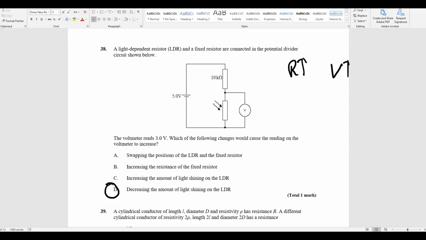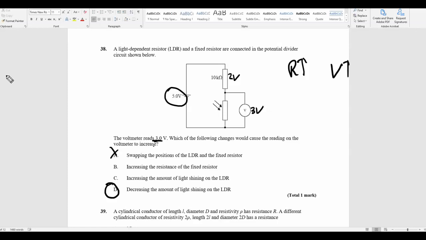All right, what would happen if we swap the positions of the LDR and the fixed resistor? Okay, so let's think about this. Vin is 5 volts. The voltmeter currently reads 3 volts. That means as we speak, we have 2 volts here, and we have 3 volts here. If I switch those two components, the voltmeter would then read 2 volts. Okay, well, that would not be an increase, that would be a decrease. So A is out.